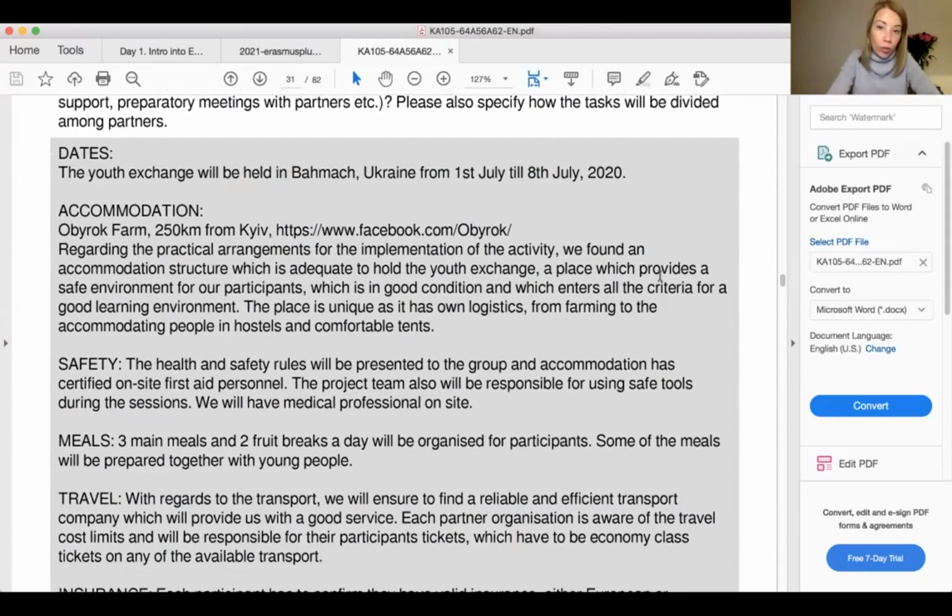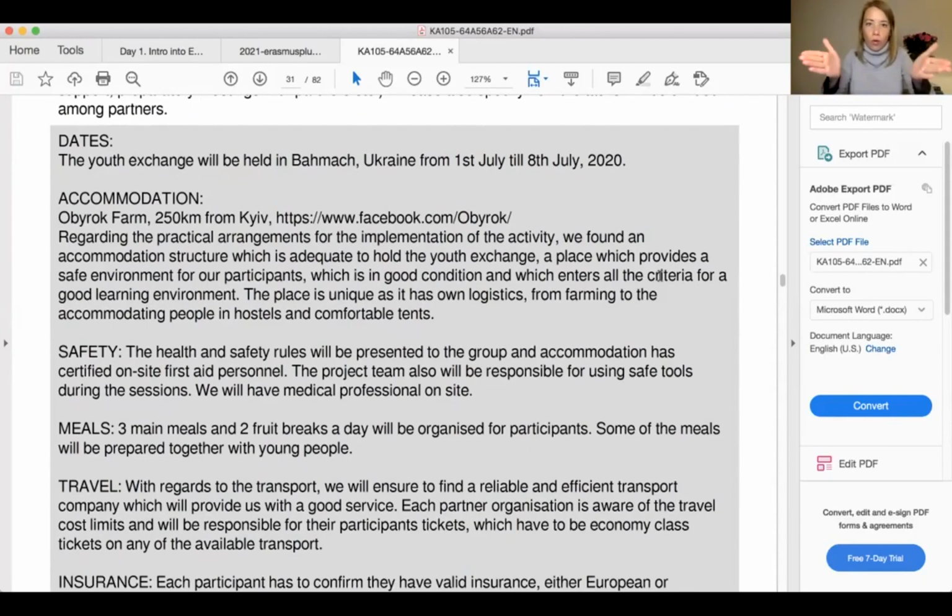So then accommodation. If you have already selected accommodation, you should give some link or description of this accommodation, and give a good summary of what it is. Is it a hotel? In our case, it's a village. Yeah, it's a farm. What does it have around? So assessors can have a nice picture and see if it's a good place for your project.